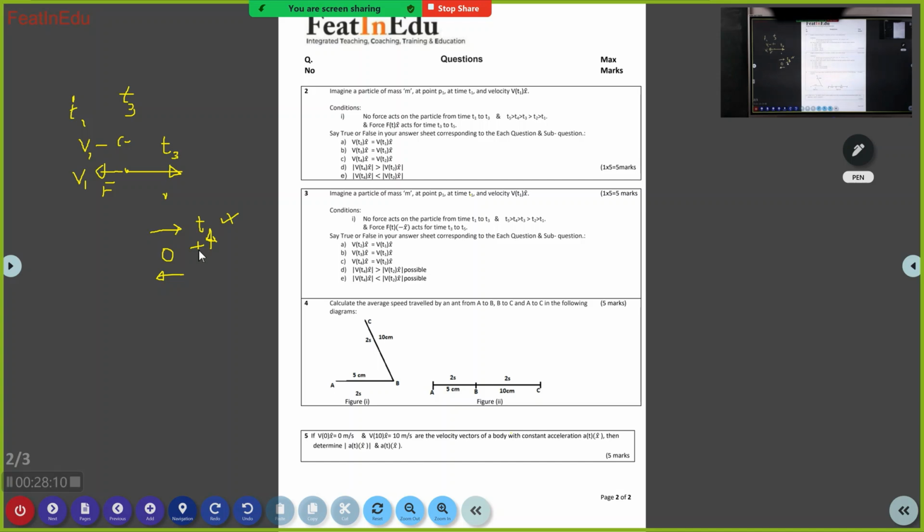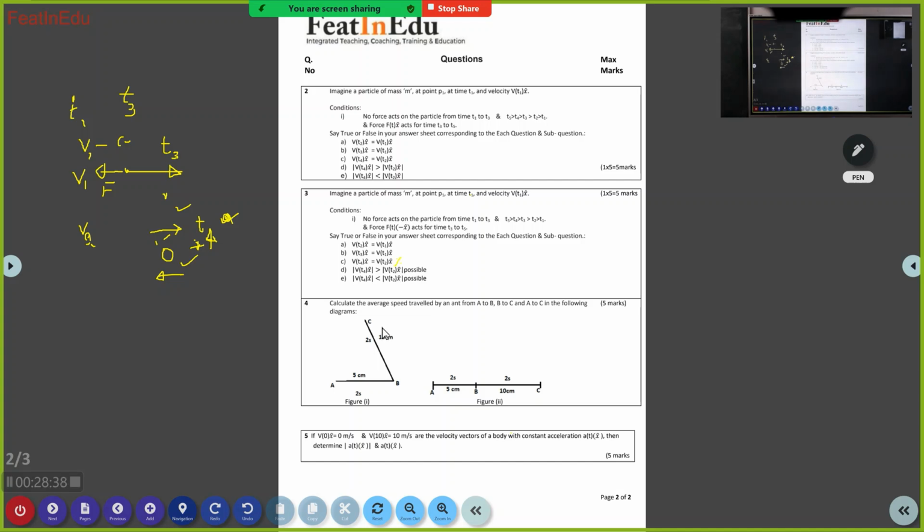This can also happen. See here the velocity vector has shortened. This is one possibility. The velocity vector can become 0. This is one possibility. The velocity vector can become different. But definitely these three conditions are different from VT2. So therefore VT4 is equal to VT2 is wrong.